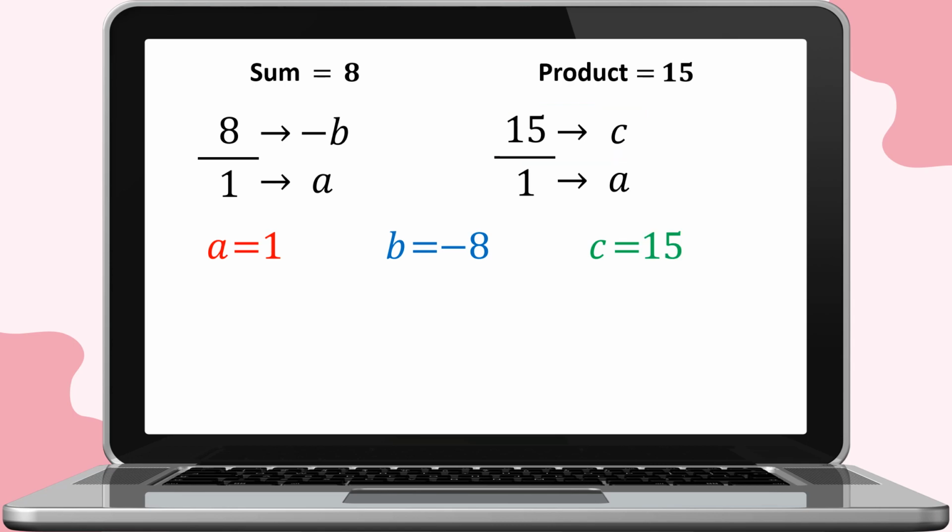With these values, we can now form our quadratic equation. So we have x squared minus 8x plus 15 equals 0. Next example, we have a sum which is equal to negative 7 and a product which is equal to positive 3.